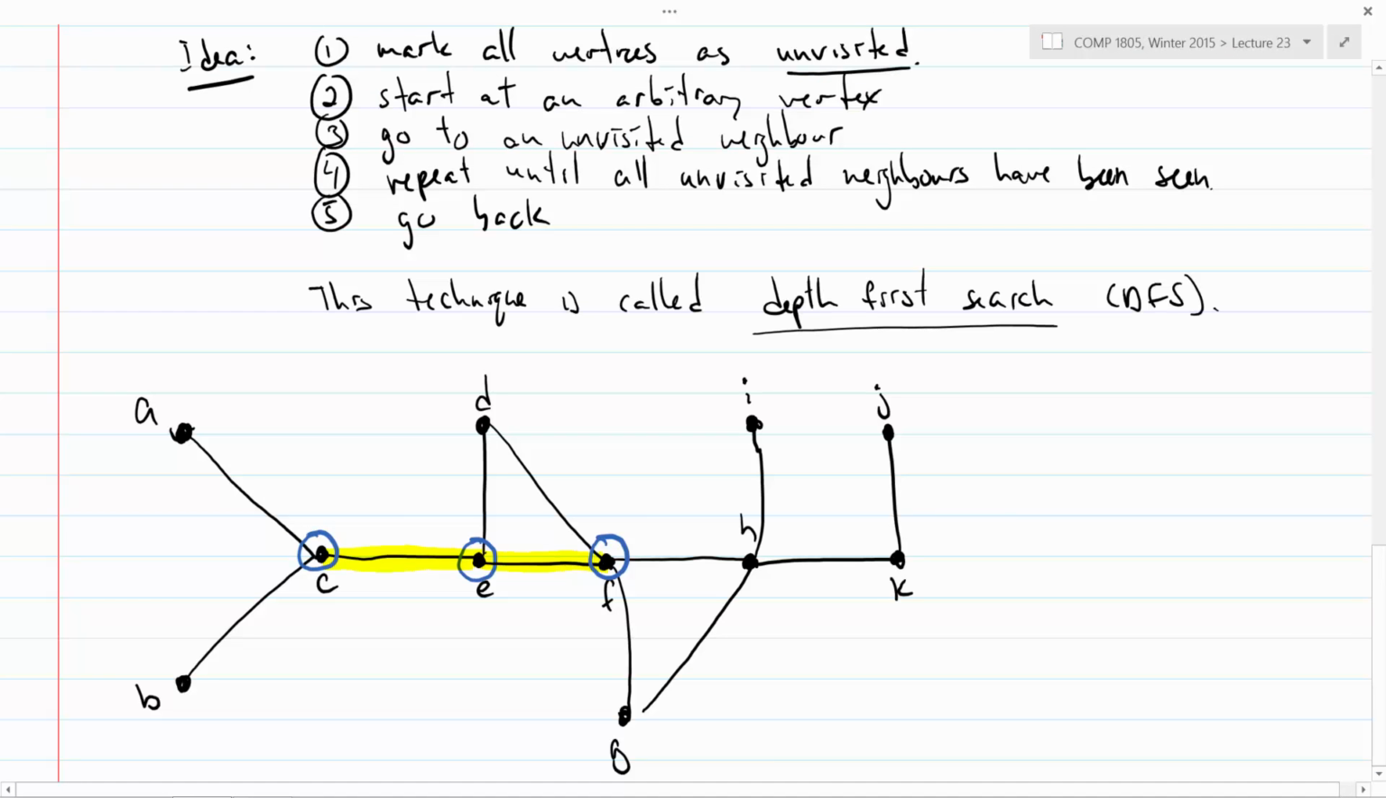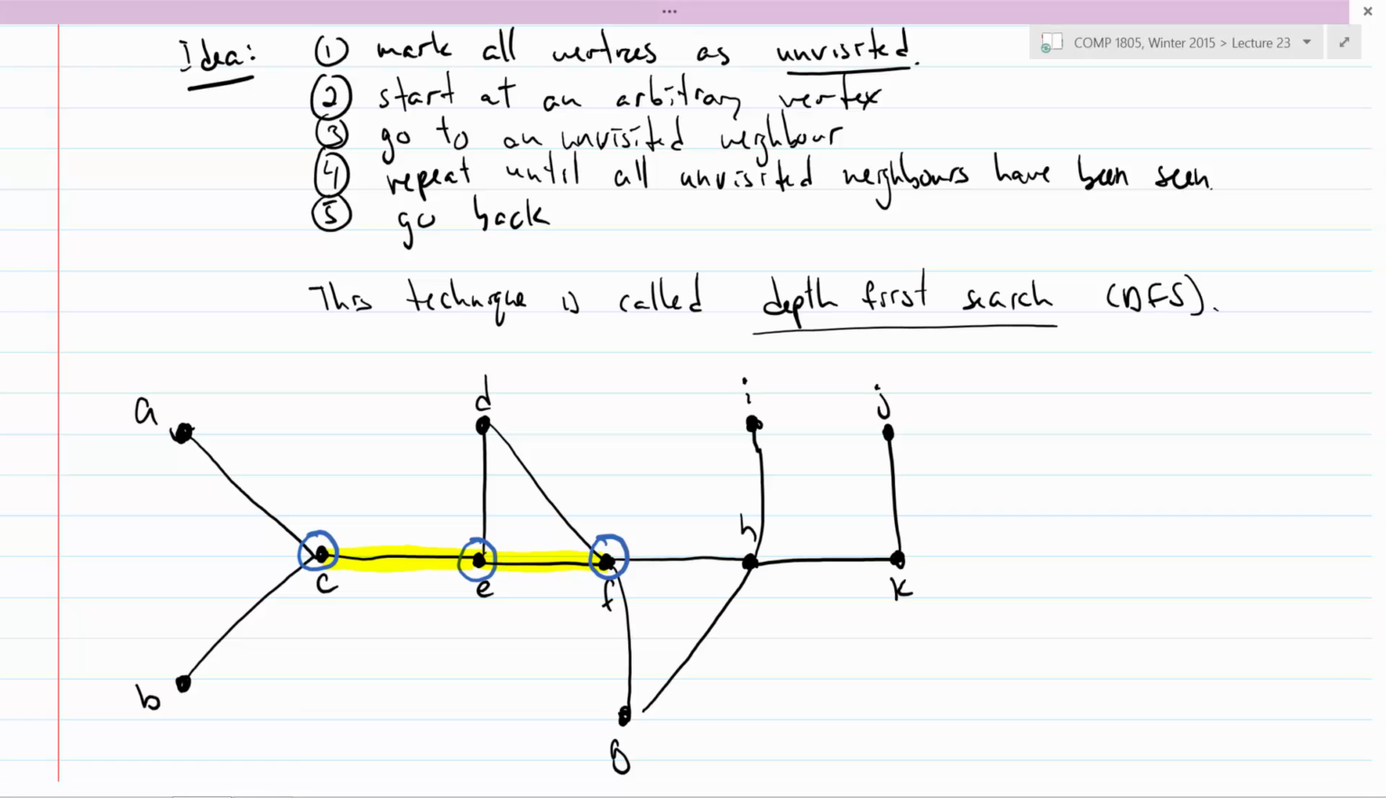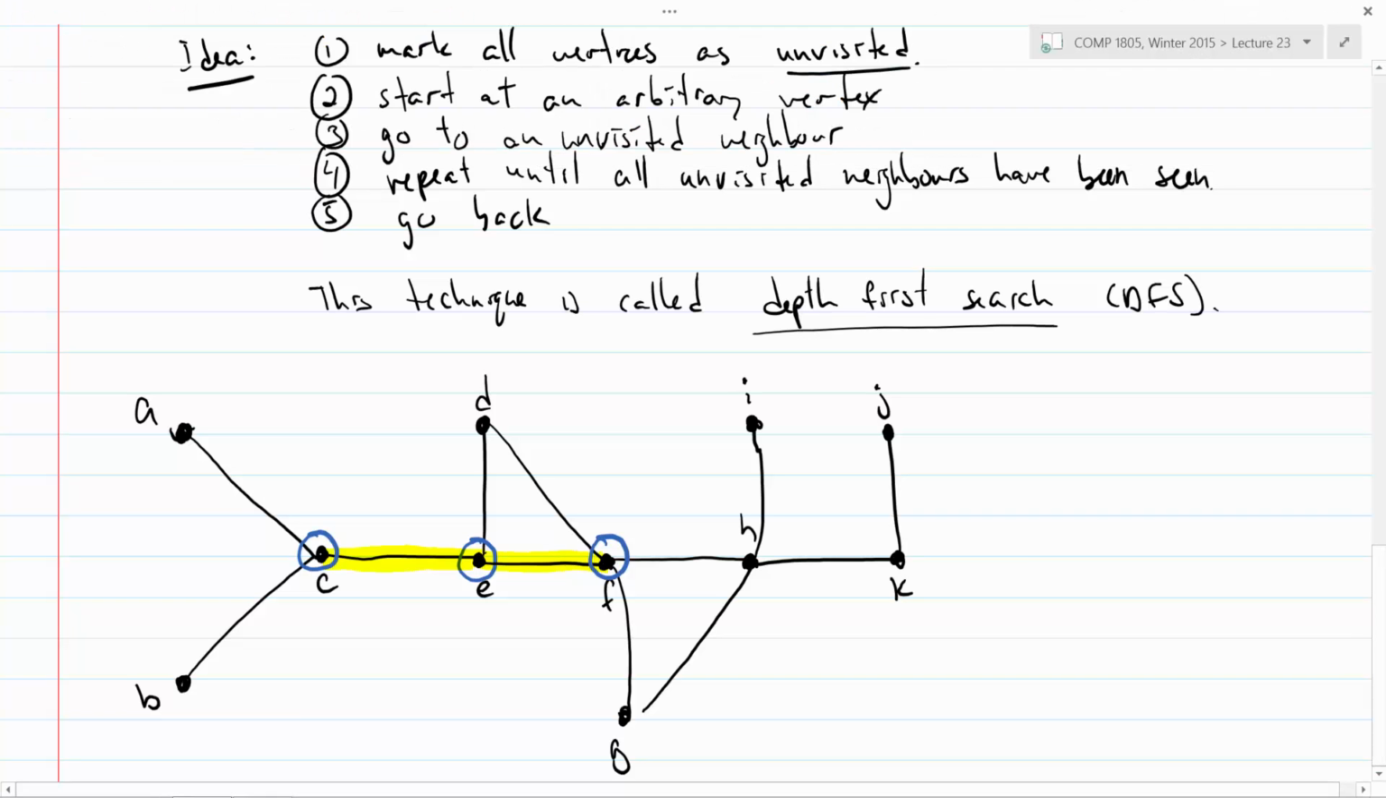All right, so now I continue. I go to an unvisited neighbor of C. So let's say A. A is an unvisited neighbor of C. So I walk along that edge, get to A, and now A has been visited. So far, so good? All right, so now I'm kind of stuck. Right? Now I'm sitting at A, and A does not have any unvisited neighbors. Right? The only neighbor of A is C, and C is already visited.